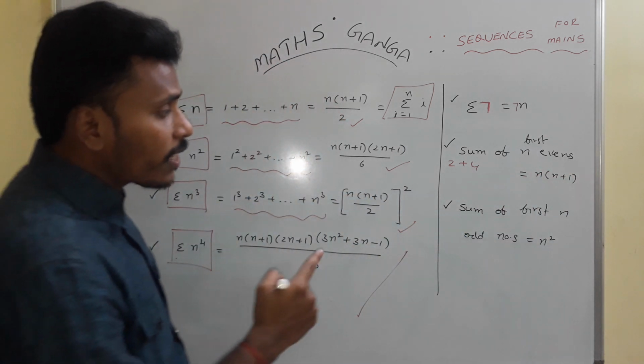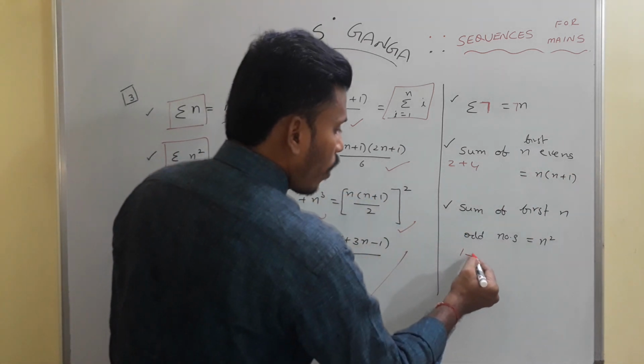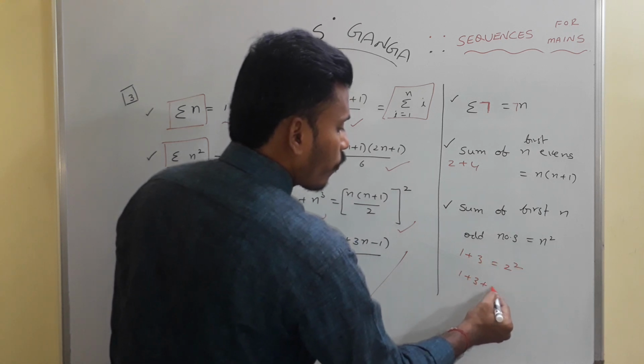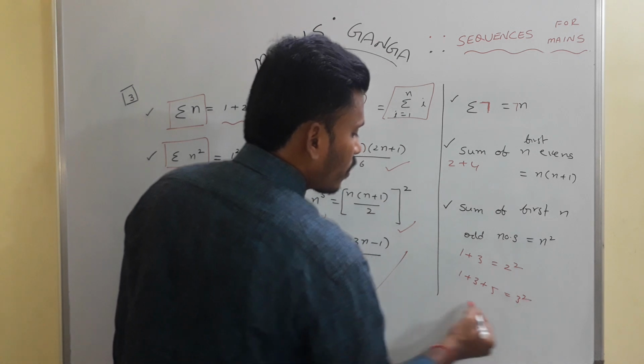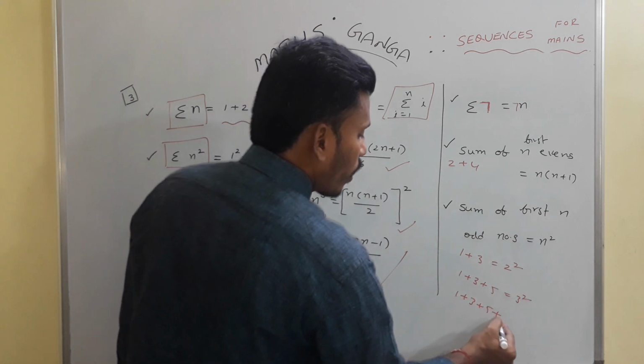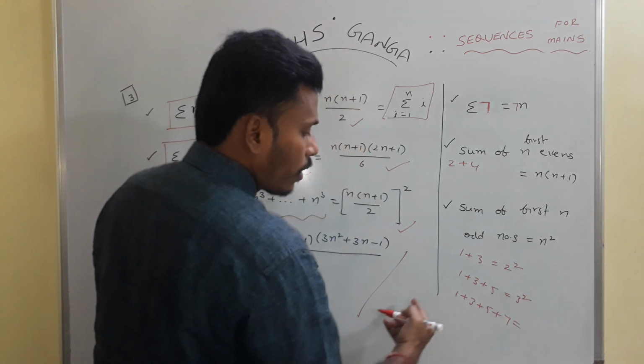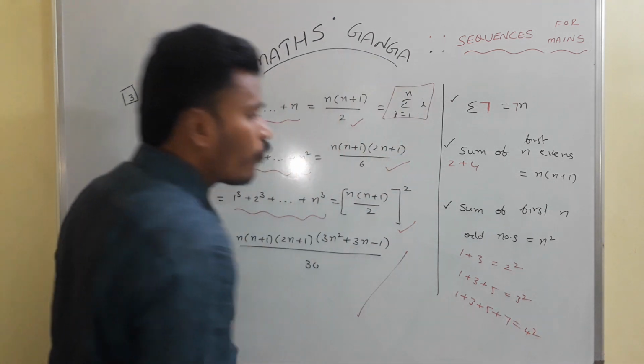And the sum of the first n odd numbers is n square. See, 1 plus 3, 2 odd numbers whose answer is 2 square. 1 plus 3 plus 5, 3 odd numbers and the result is 3 square. 1 plus 3 plus 5 plus 7, the answer is 4 square since we are adding 4 odd numbers.